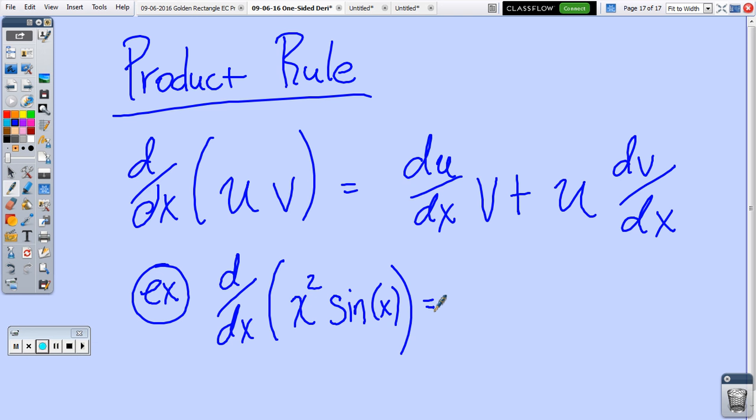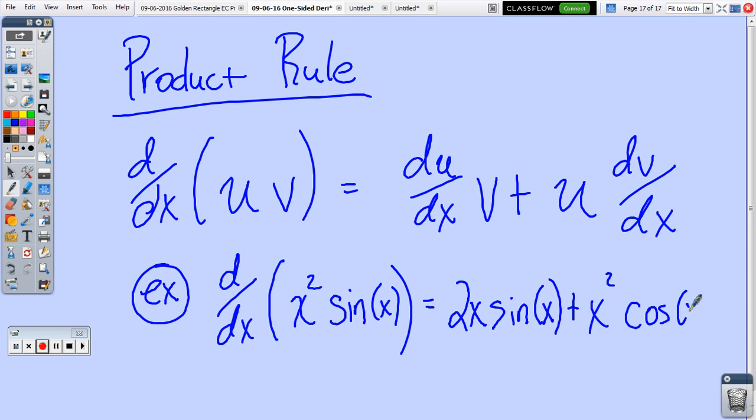No. Okay, so the derivative of the first one is going to be 2x. Leave this guy alone, plus leave this guy alone times the derivative of this guy, which is cosine x. Yeah, we did this.